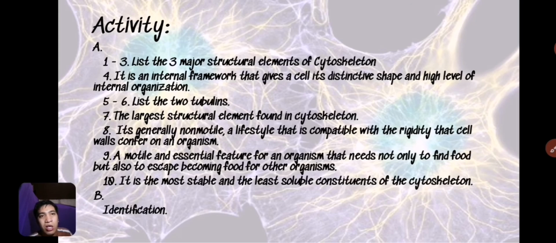So 5 to 6, list the 2 tubulins. 7, the largest structural element found in cytoskeleton. 8 is generally unmobile, a lifetime that is compatible with the rigidity that cell walls confer on an organism. 9. A mobile and essential feature of an organism that needs not only to find food but also to escape becoming food for other organisms. So, last but not least, it is the most stable and the least soluble constituent of the cytoskeleton.